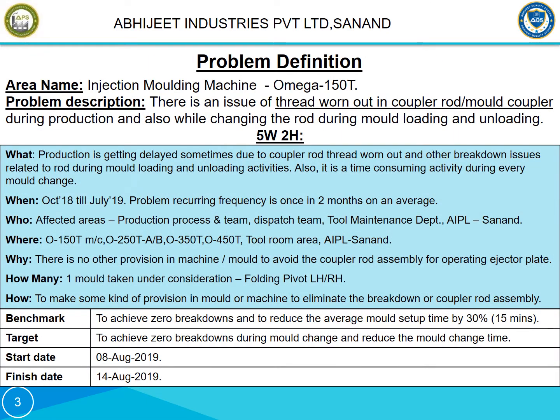The problem area was Omega 150 injection molding machine. We were frequently facing issue of injector coupler and thread worn out during regular production and sometimes during mold loading and unloading. Here we have defined our problem using 5W2H methodology.